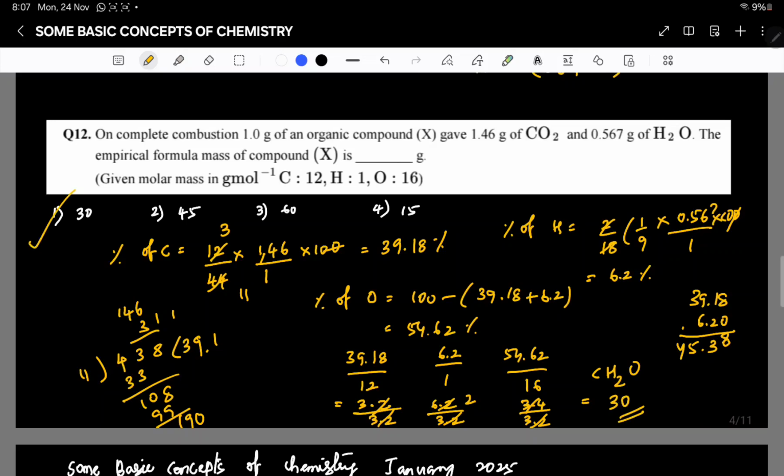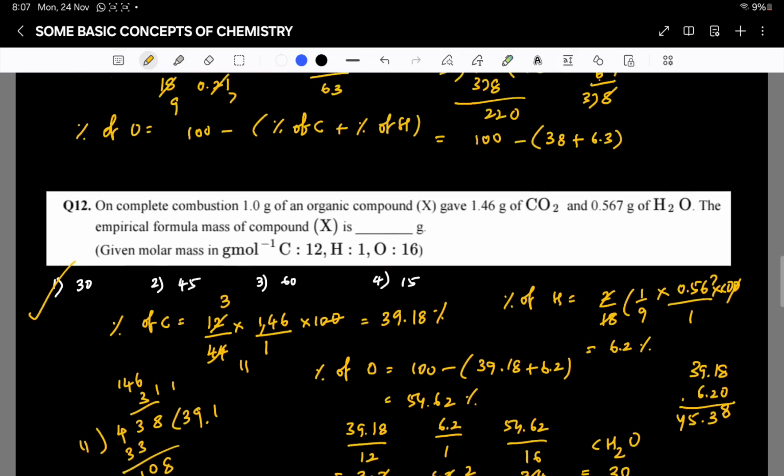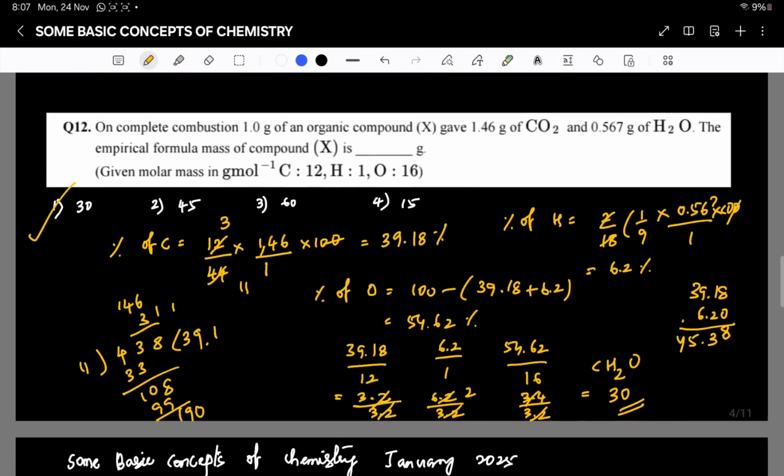I hope student we did all the model of questions. I think mathematical calculation also I did.